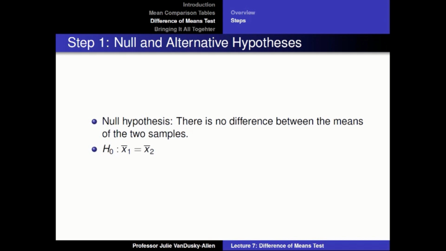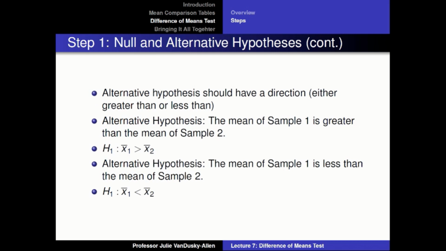Whenever we want to determine whether there is a difference in the mean of the dependent variable for two different categories of the independent variable, we begin by writing two hypotheses, a null hypothesis and an alternative hypothesis. The null hypothesis always states that there is no difference between the means of the two samples. Samples in this context is just another way to say two different categories of the independent variable. The formal way to write a null hypothesis is to write H subscript 0 colon x subscript 1 bar is equal to x subscript 2 bar, or the mean of sample 1 is equal to the mean of sample 2.